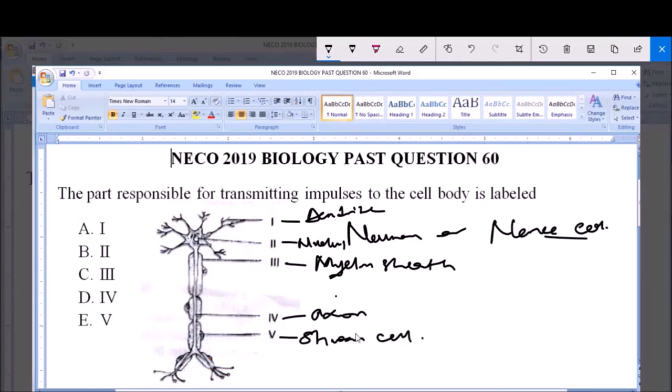Now each of these labeled parts has its own function. The dendrite, which is I, is responsible for transmitting impulses to the cell body, that is, impulses received from another neuron are being carried to the cell body of a particular neuron by the what, dendrites. So the dendrites transmit impulses to the cell body. Now, II here, which is the nucleus. Like we know, the nucleus simply controls the activity of the nerve cell.